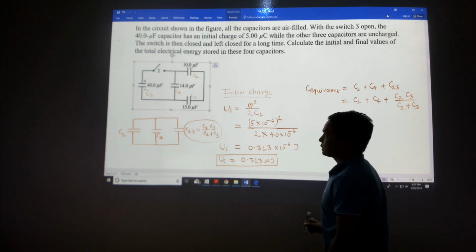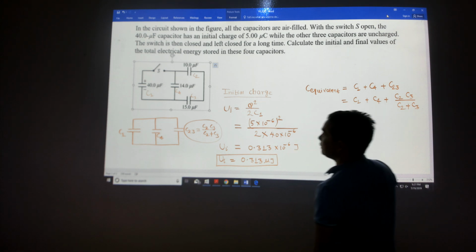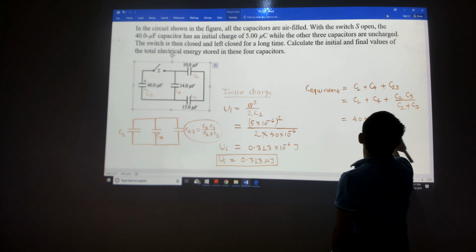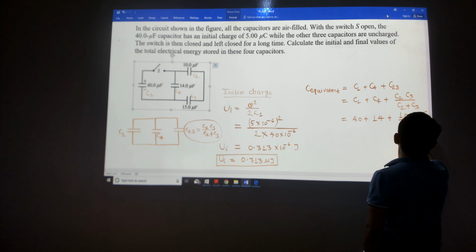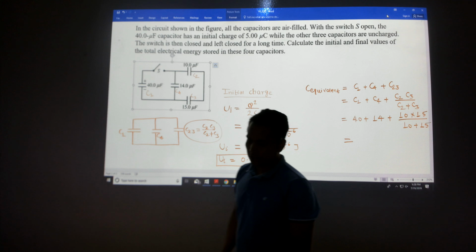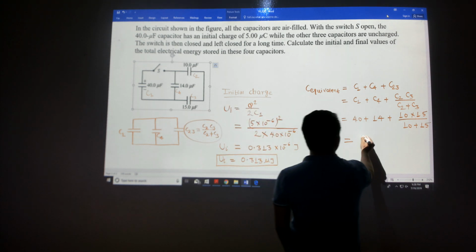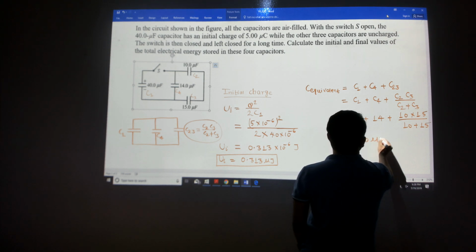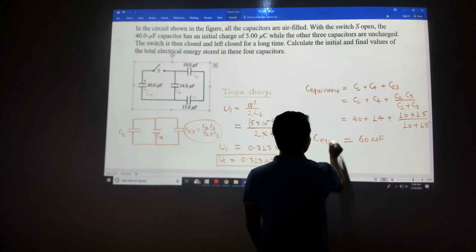Write down all the values now. C1 is 40. C4 is 14. C2 is 10 microfarad. C3 is 15. 10 plus 15. If you do your math, the net capacitance you will get is 60 microfarad. This is the C equivalent.